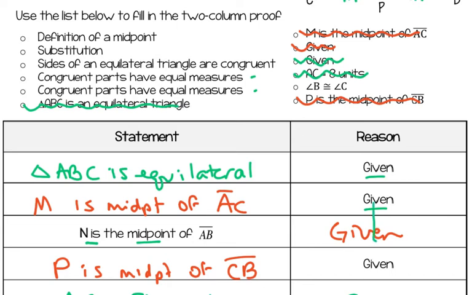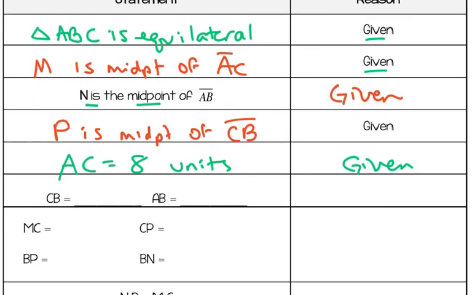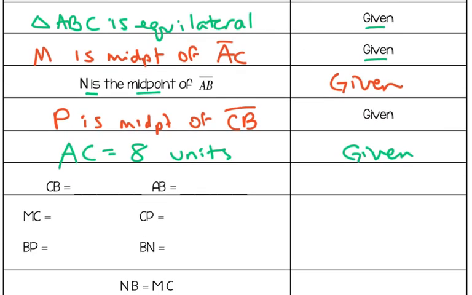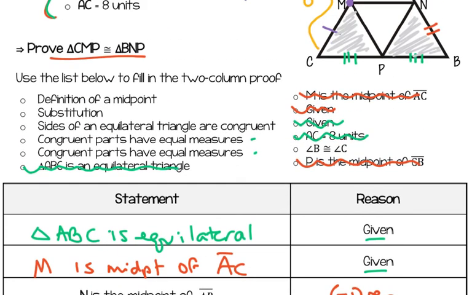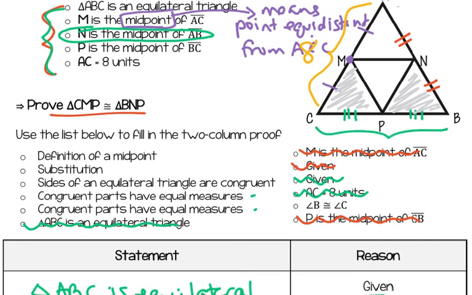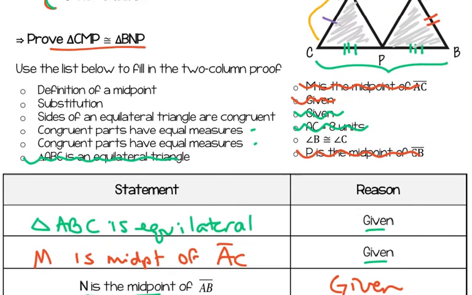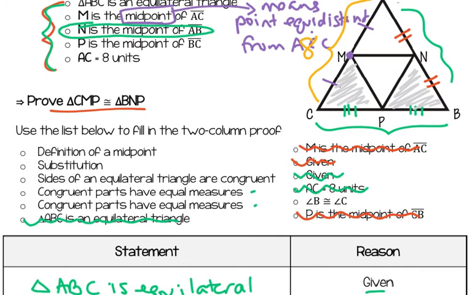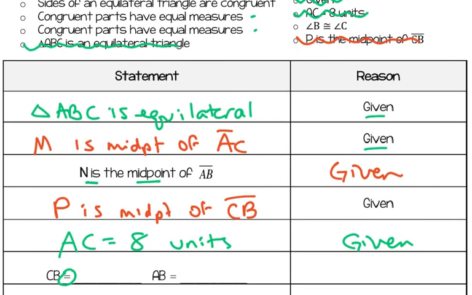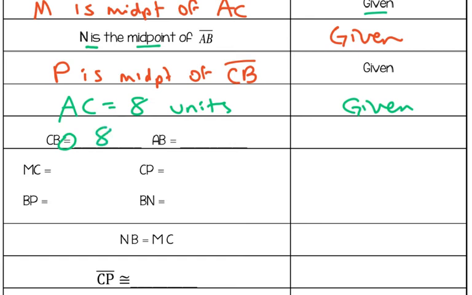Okay, so then looking at what comes next, it says CB is equal to, now it says equal, not congruent, so I'm looking for an actual number. AB is equal to another number. So let's look at CB. How long is that one? And it's also asking about AB, so how long is that one? Since this one over here was 8, I know the other ones are 8. How do I know that? So I'm going to put 8 and 8.